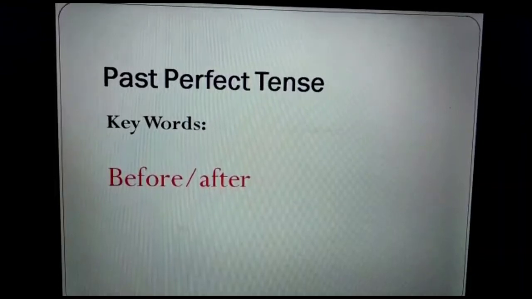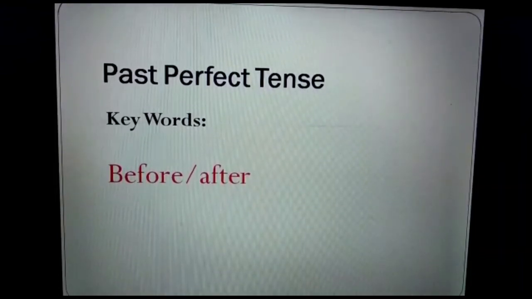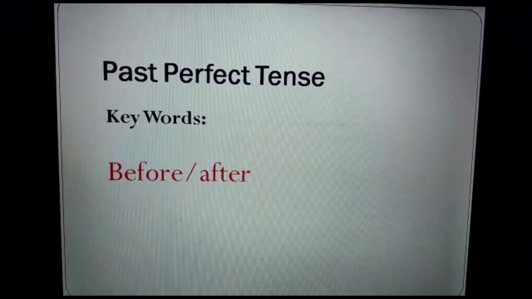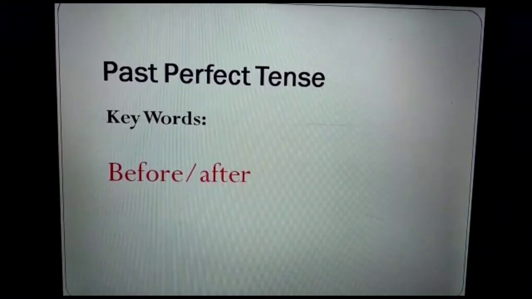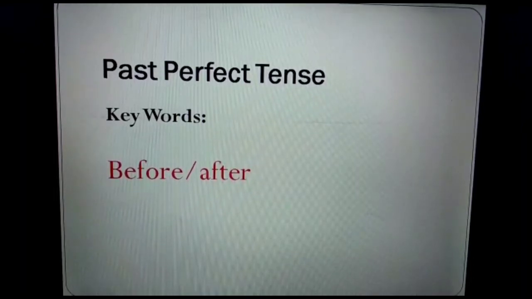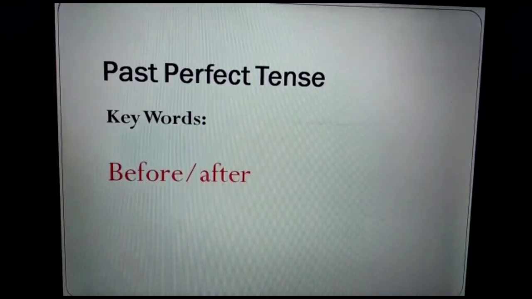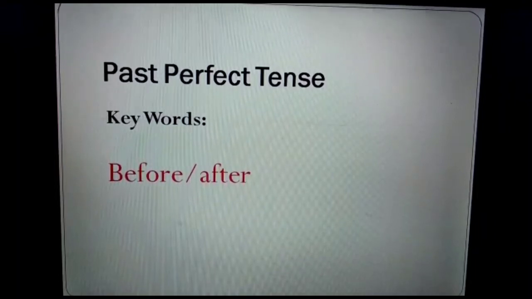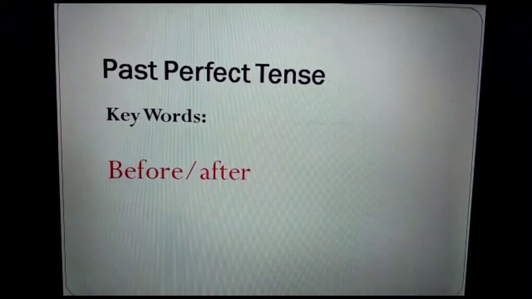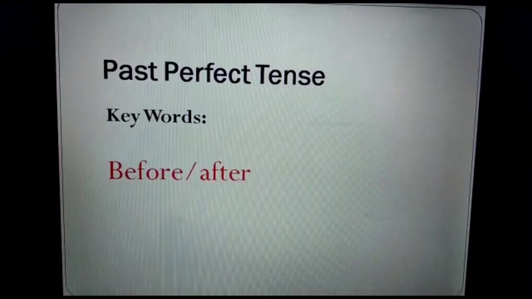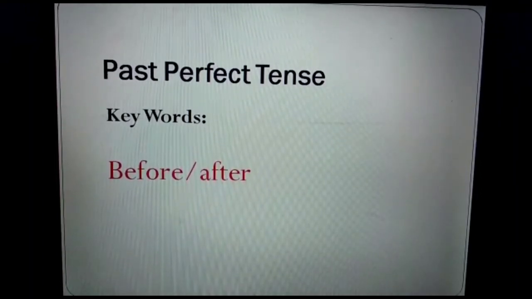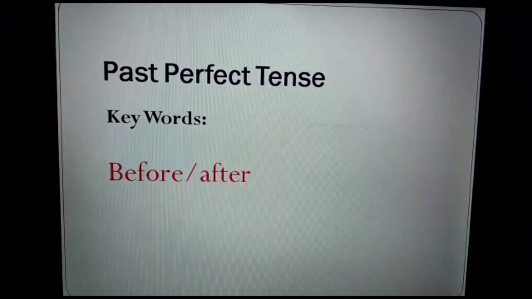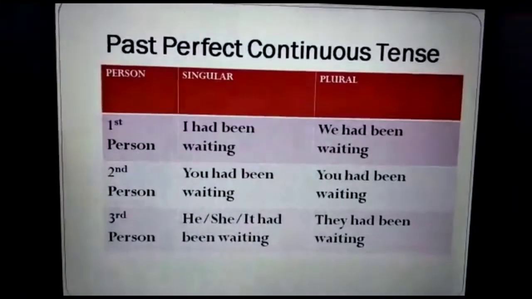So, some of the keywords used in past perfect tense are before and after. Before and after are the two keywords which are used in past perfect tense. So, if there is before in the middle of the sentence, we should write the previous part in past perfect, and if there is after in the middle of a sentence, we should write the after part in past perfect tense.